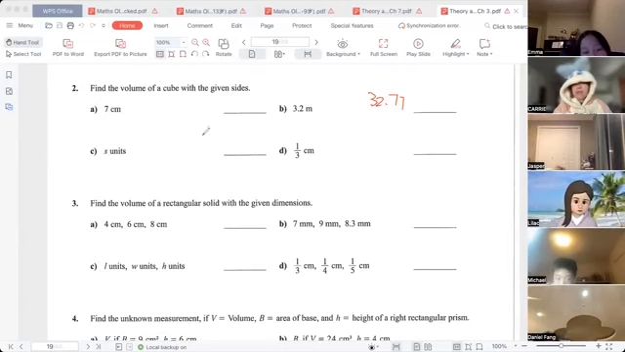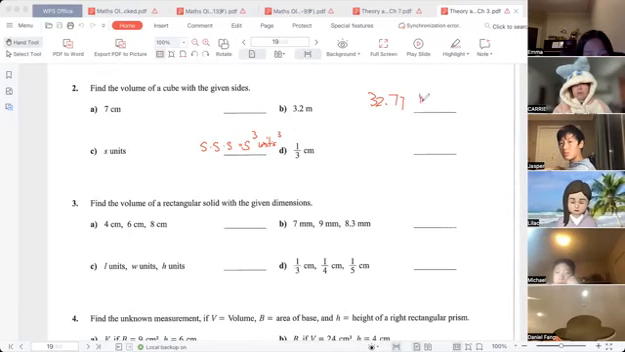So the next one is the S unit. One of the sides is S unit. So it's S times S times S equals S cubed unit. Also here is meter cubed. 1 over 3 times 1 over 3 times 1 over 3 equals 1 over 27 meter cubed.